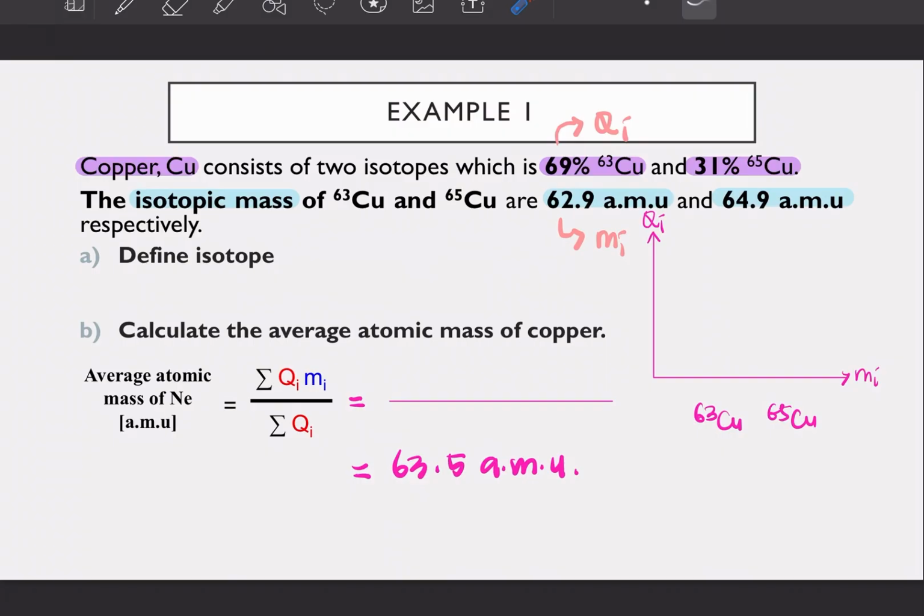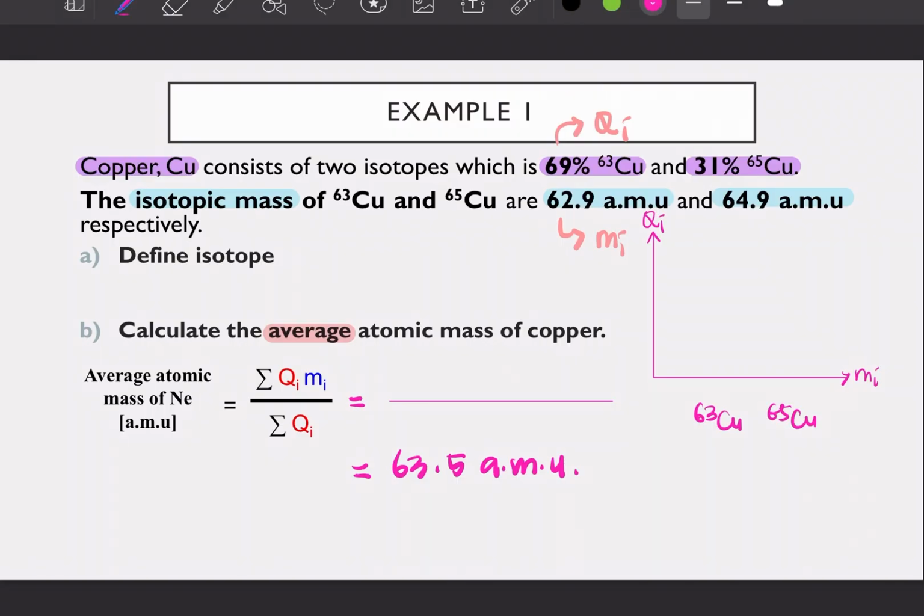So now we have this information, and then the first question asks us to define what is isotope. So, how do we define our isotope? Awak boleh refer balik kat depan, tengok balik explanation saya yang tadi tu. Use that definition, okay? Next, we're going to calculate the average atomic mass of copper. Okay, tengok sini. Dia kata average atomic mass of copper.